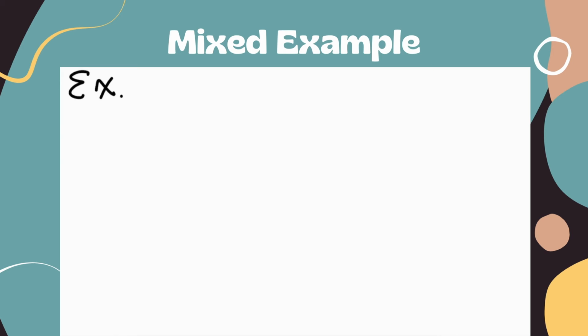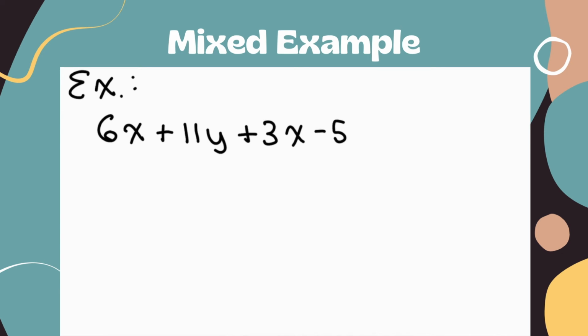So let's take a look at an example with adding and subtracting in it. We have 6x plus 11y plus 3x minus 5y squared minus 2y. So that's a lot going on. Do not be afraid. Do not freak out. Do not click out. You can do this. You can even pause the video and try this out and then come back and see if you were right. I bet you can do it.